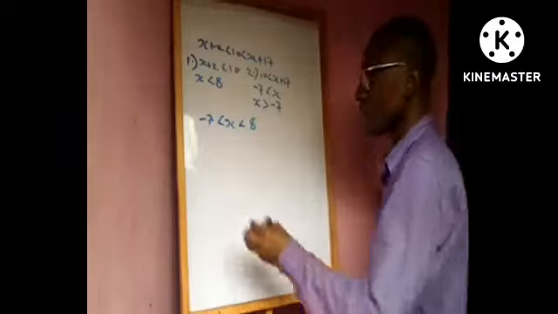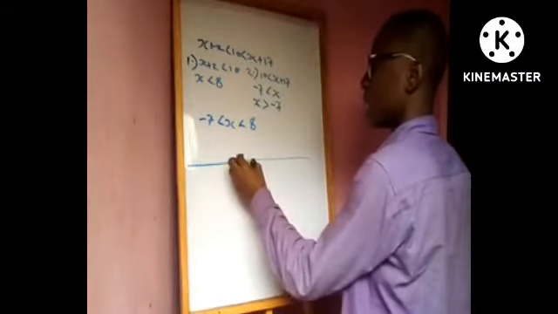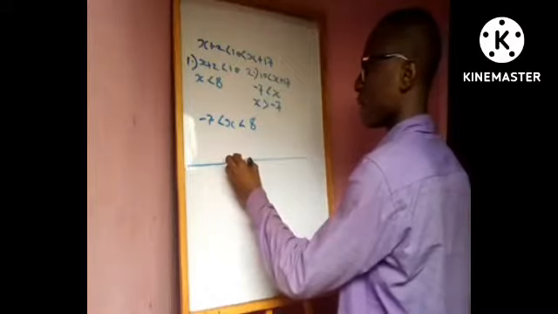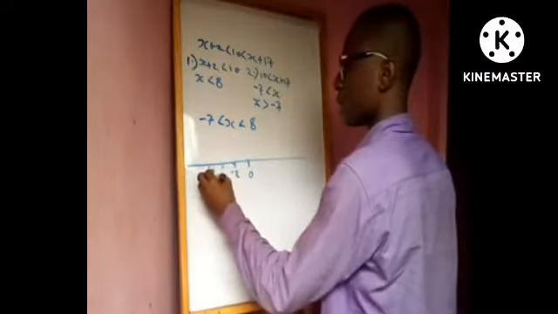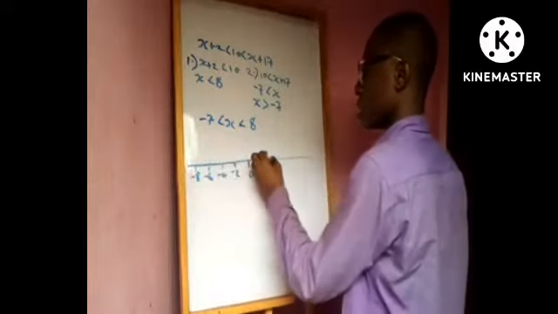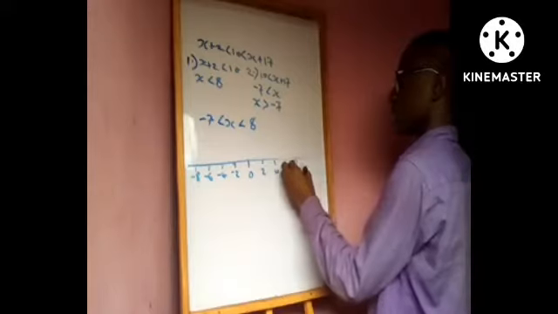So if we were to do that, we'll just draw a number line. This will be our 0 point. Let's take it in intervals of 2: minus 2, minus 4, minus 6, minus 8, and 2, 4, 6, 8.